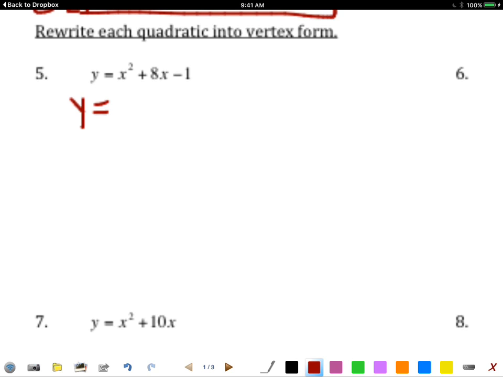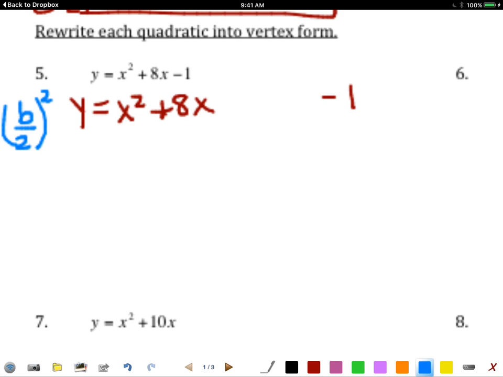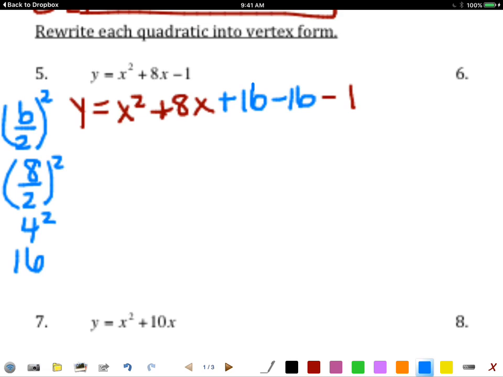Okay, so we're going to write x squared plus 8x. We're going to leave a space, and then we're going to put the minus 1 over here. Okay, then what we're going to do is we are going to do b over 2, and then we're going to square it. So b is 8, so we're going to do 8 divided by 2, and we're going to square that. What's 8 divided by 2? 4. 4 squared is 16. So what you're going to do is you are going to write plus 16 minus 16.